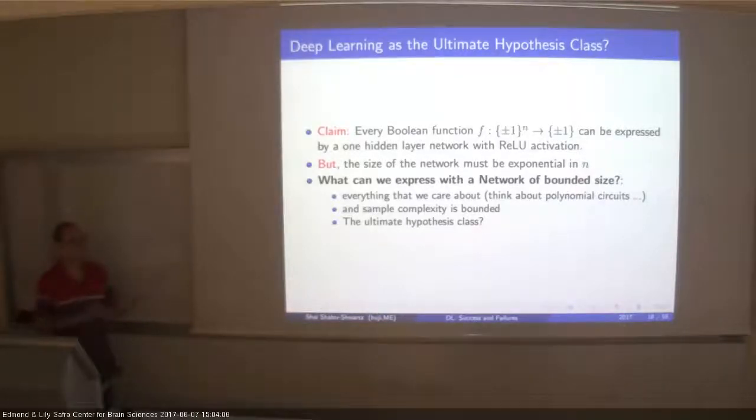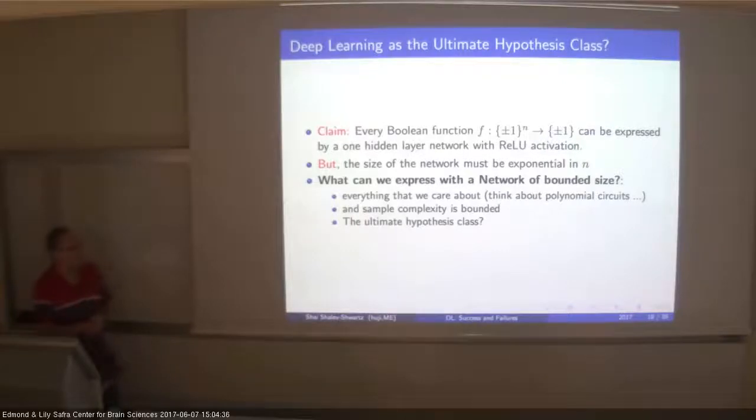I'm happy that Chaim agrees with me. So, what can we express with a network of bounded size? My answer is that everything that we care about we can express with a network of bounded size. Of course we cannot express everything. In fact, the number of functions that we can express with a bounded size is tiny with respect to all the possible functions, but these are the functions that we should be interested in.